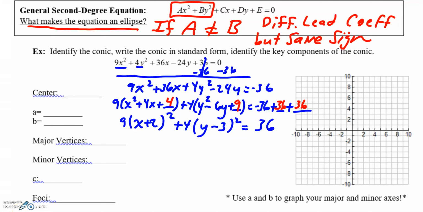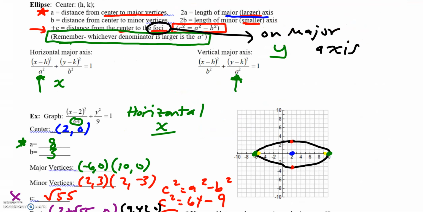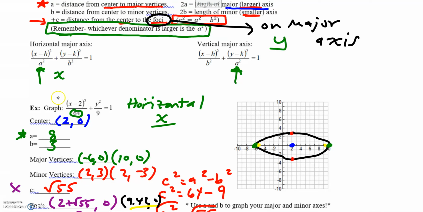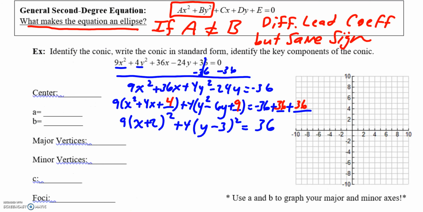So this is the point I would like you to notice: we have some coefficients in front of my parentheses, which I don't want there. And if I go back to the previous example, I would also like you to notice that this example in standard form was equal to 1, and these two examples are also equal to 1. So in order to have an ellipse in standard form, we need it to be equal to 1.